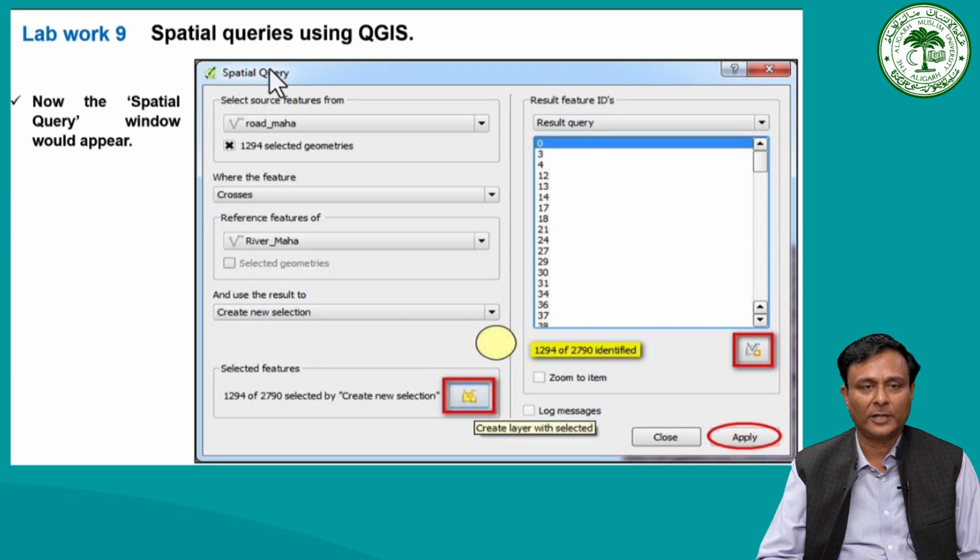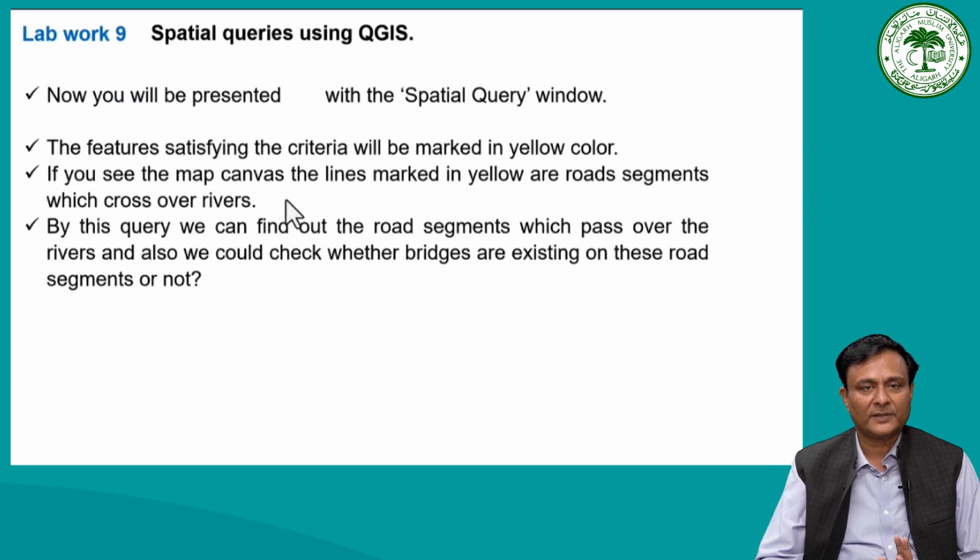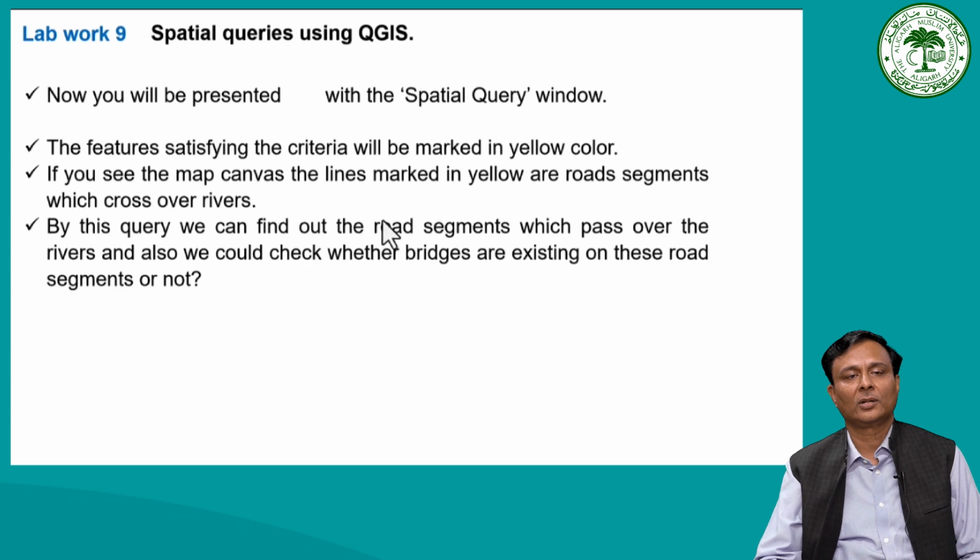So in the spatial query dialog box, this is the source feature, then this is what operation we wanted. So it is crosses. The other reference feature is River Maharashtra, and then we are also saying create new selection, and we get to know that these are the selected features which have come up. And when we click on apply, we will be presented with the spatial query window, and the features satisfying the criteria will be marked in yellow color. If you see the map canvas, the lines marked in yellow are road segments which cross over the rivers.